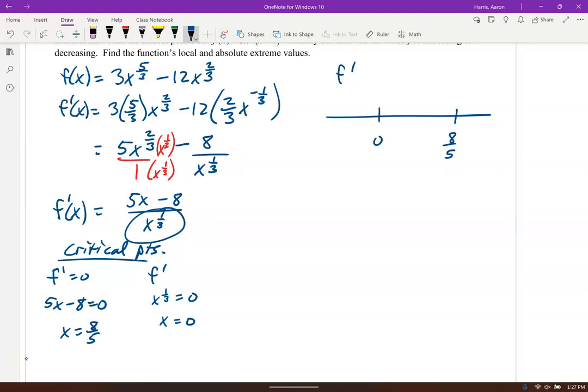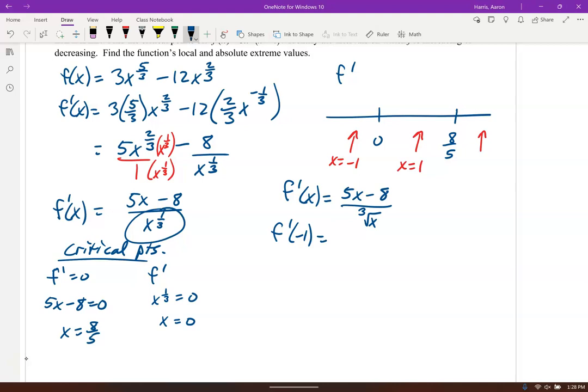So then let's go ahead and run our f prime test, from 0 to 8/5 here. Maybe I throw in negative 1, maybe I throw in a 1. Here's my derivative: 5x minus 8 all over the third root of x, or x to the 1/3. Let's throw in the negative 1. Negative 5 minus 8, I get negative 13. The third root of negative 1 is negative 1. So negative over negative, that's a positive, so it'll be increasing.